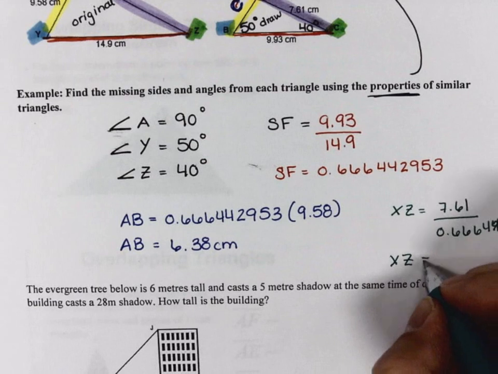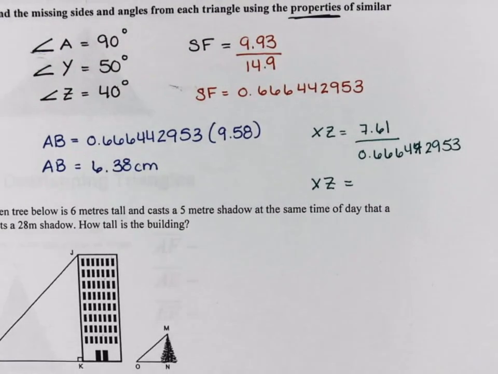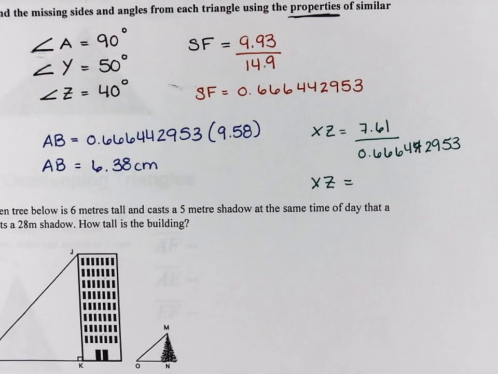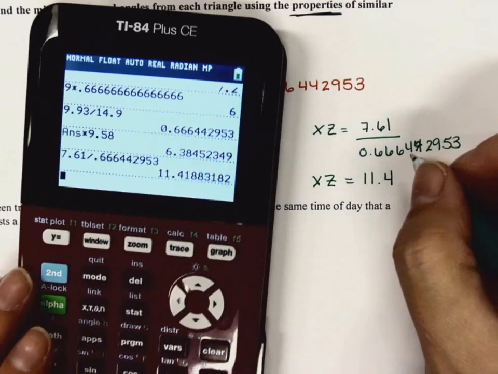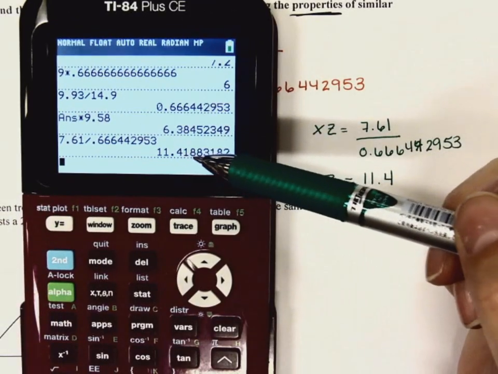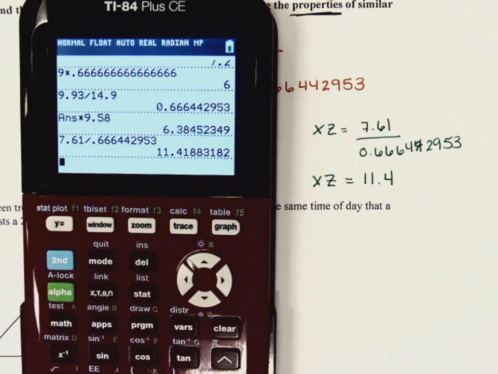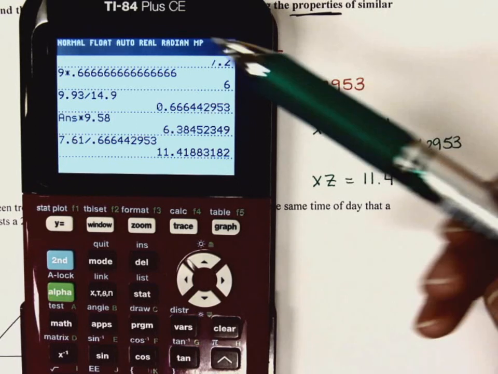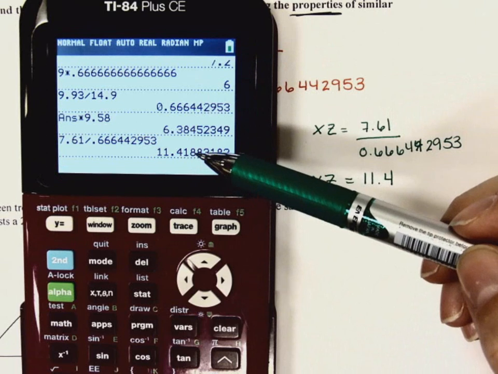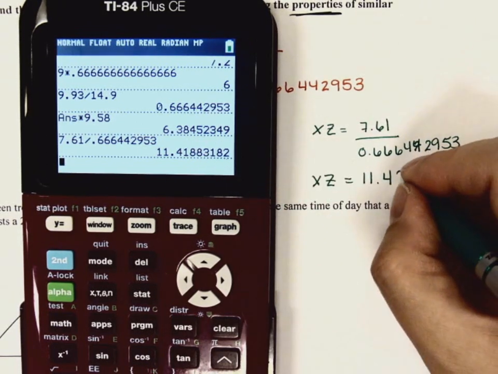And I always cross my Z's so they don't look like the letter T, or the number 2, just in case you're wondering why I do that. 7.61 divided by 0.6442953 is going to give me 11.418. If I want to go to 2 decimal places, what's going to be my second decimal place? Is it going to be a 1 or a 2? It's going to be a 2, because we look at the third decimal place, the 8, and the 8 rounds up the 1. So that's going to be a 2.